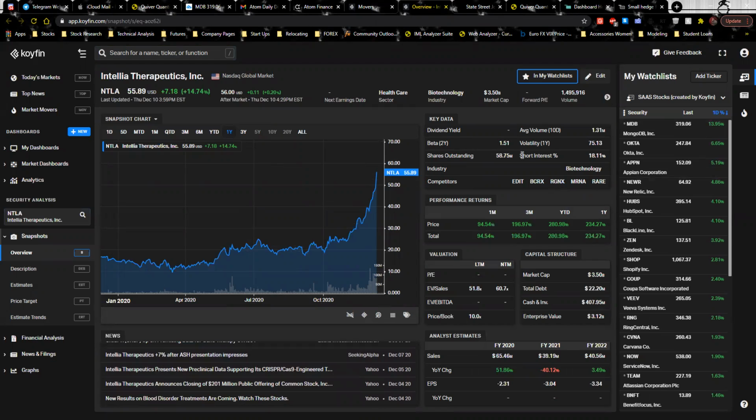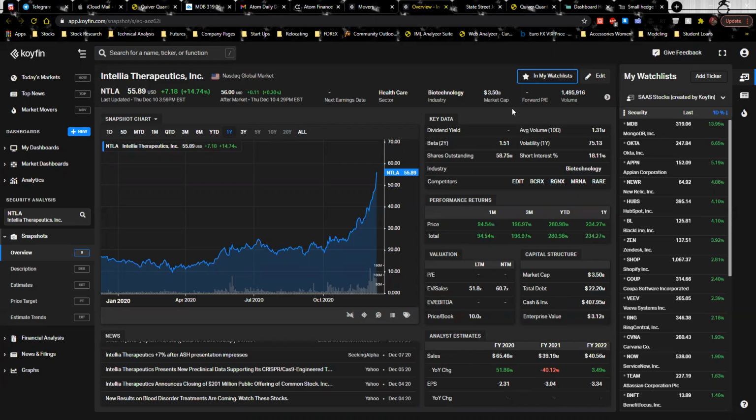Dividend yield, average volume, the beta, outstanding shares, the short interest, what industry it's in, the PE, EV sales, EV EBITDA. Typically, you want this to be low. Price to book ratio, market cap, total debt, cash on hand, enterprise value, and what analyst estimates are moving forward for sales and earnings per share growth.